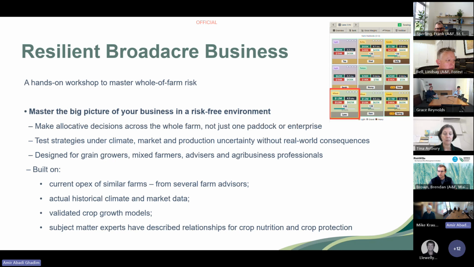And it lets you then test various strategies under climatic and market variations and production uncertainty, just like real world farmers experience. And we'll get into that in a minute, as we'll go a bit deeper about what we mean by climate variability and uncertainty. It's designed to be participated in by grain growers, mixed farmers, advisors, agribusiness professionals, and we've also run it for university students in undergraduate courses. They love it in the agribusiness courses.